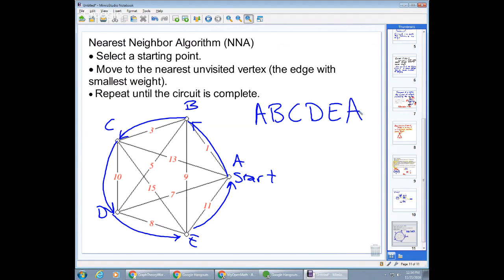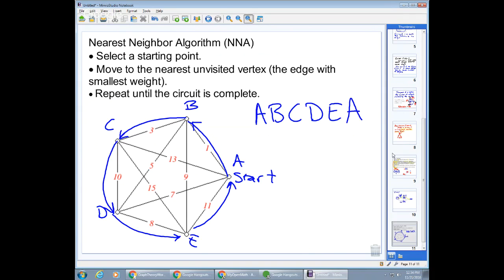All right, let's do it again. Nearest neighbor is a little easier than Dijkstra's algorithm. Dijkstra's algorithm was for a path, by the way. This is for a circuit. So the algorithm depends on what we're trying to accomplish. Seems circuits are a lot easier than that.